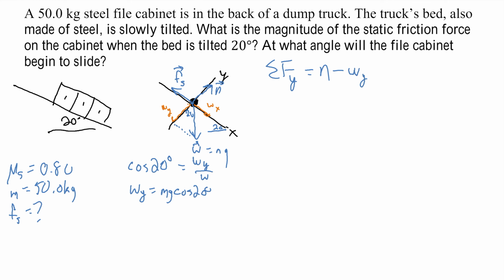And what do we know here? Equals 0. How do we know that? This is not moving. We needed to write F net equals 0. So n equals W sub y. So that means n equals mg cosine 20 degrees. Okay, so what can we do now?